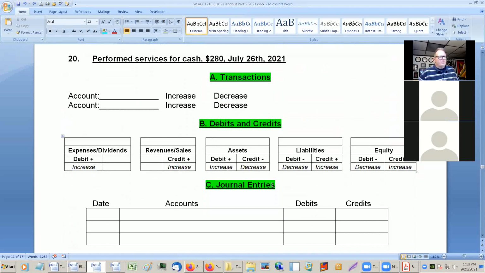Okay. 20. Perform services for cash. This is something new. So we did whatever we're supposed to do, and they gave us cash for it. Let's take the easy one. Let's do cash first.